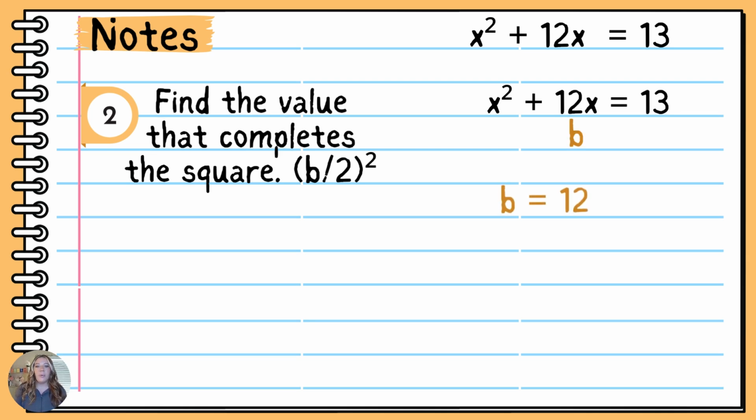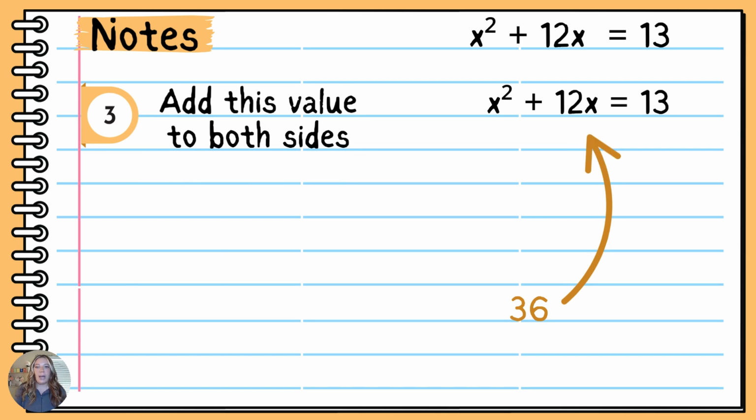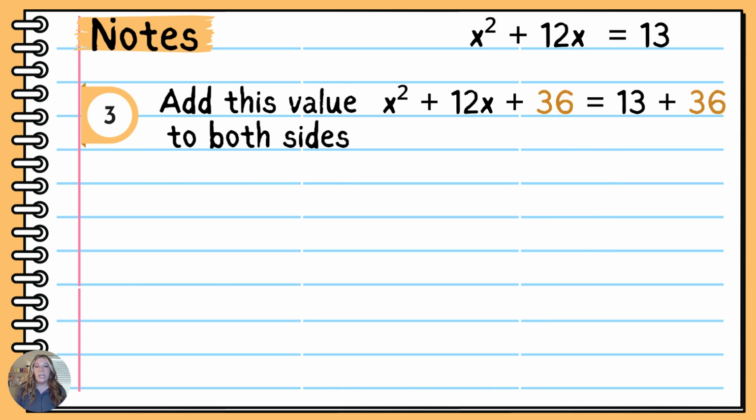So we'll take half of b and square it. Our b value is 12 for this example. So we'll take half of 12, which will give us 6, and then we'll square it, giving us 36. Now the next step is to add this number to both sides of the equation. So we'll add that to both sides. We can simplify 13 plus 36. That would give us 49.